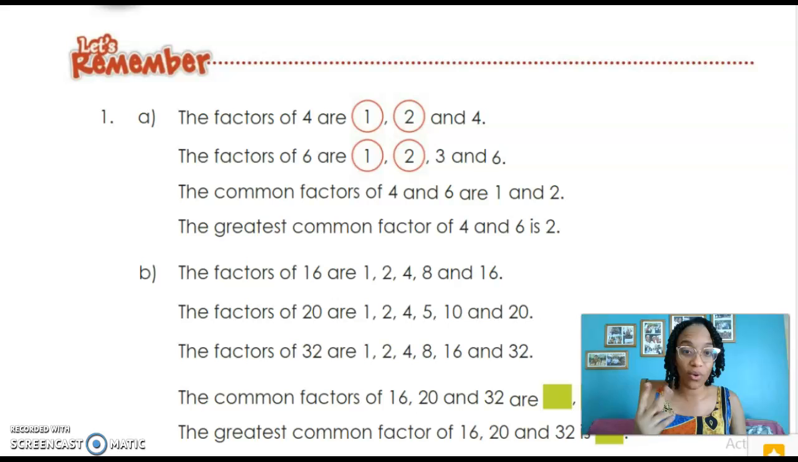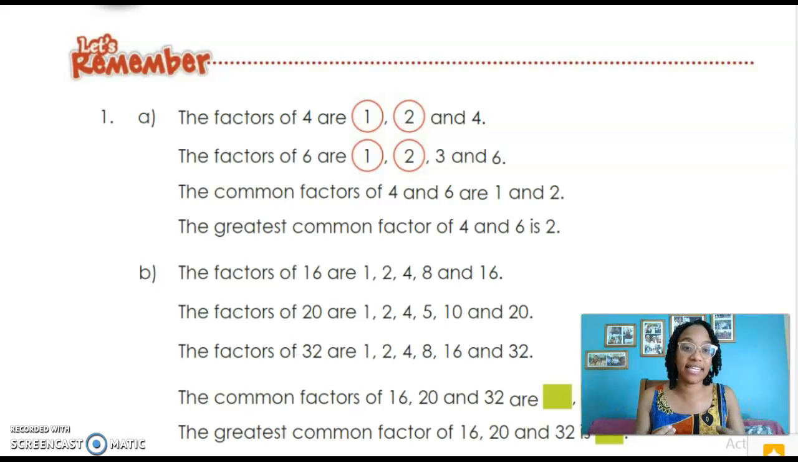2 is also in every single line. Did you see that? Did you notice? 4 is also in every single line. So 1, 2, and 4 are common factors of 16, 20, and 32. Now, even though 8 is a factor of 16 and 32, it is not a factor of 20, so it can't be said to be a common factor of all three.